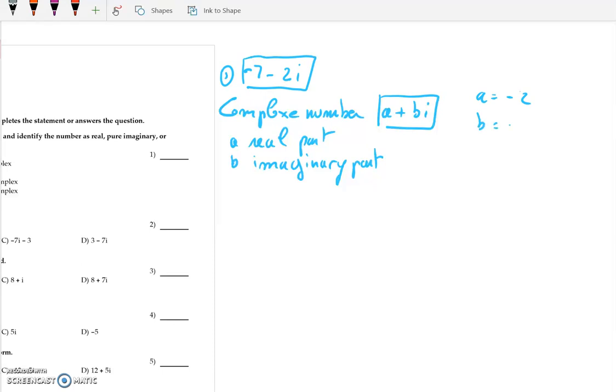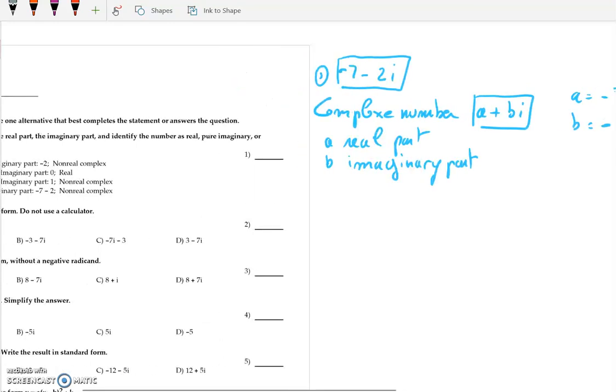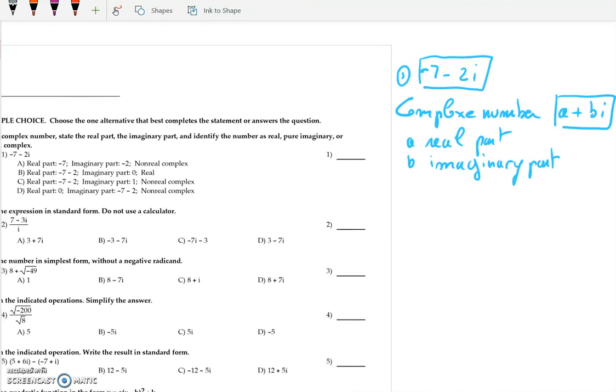See, I'm not focused, so I'm going to go back. A equals -7 and B equals -2. And the only answer where the real part was -7 and the imaginary part was -2 was the answer A. So that was the answer A.